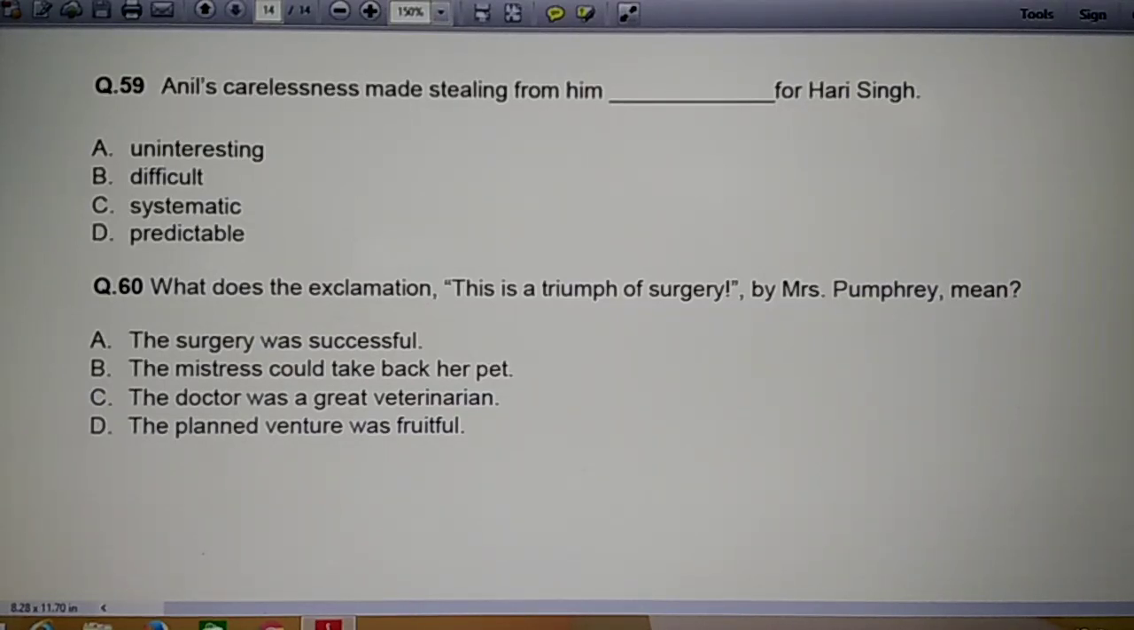So with that we come to an end of this video, and we have successfully done the solution of the sample question paper MCQ class 10th CBSE English language and literature, subject code 184.